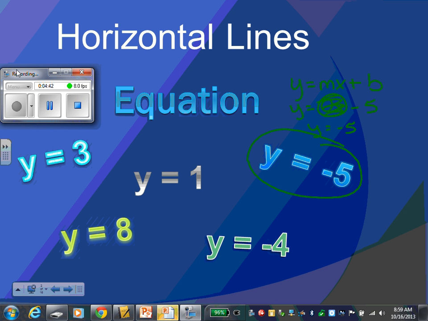So if I wanted to graph this, let me explain this. Where on the y-axis is negative 5? Down 5, 2, 3, 4, 5. And if you know that the slope was 0, you know what kind of line it is? It's a 0 line. It's a horizontal line.